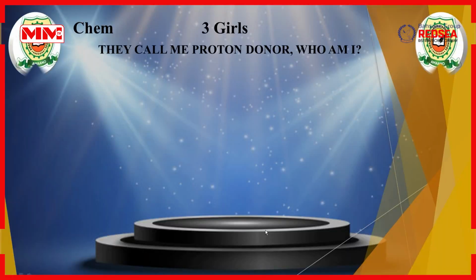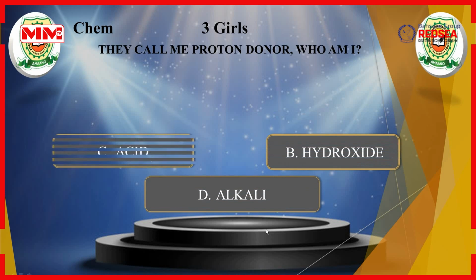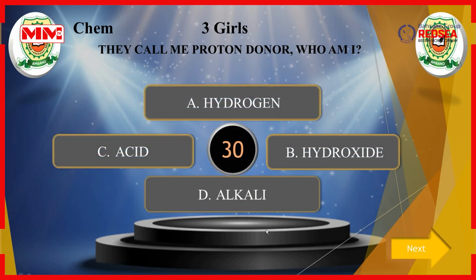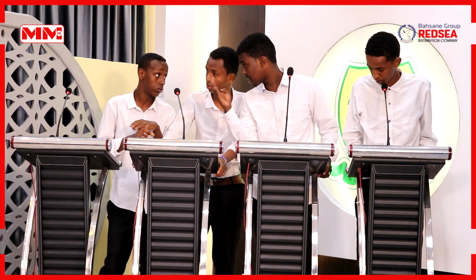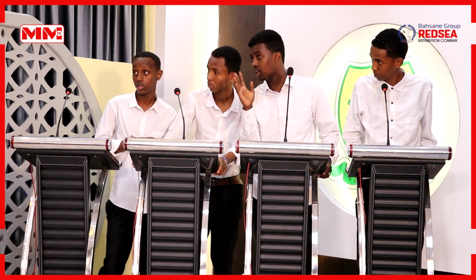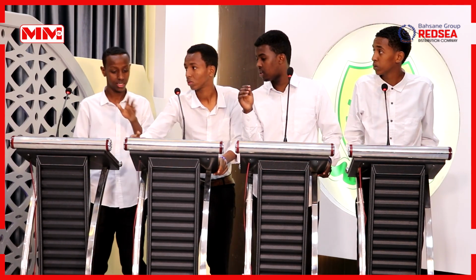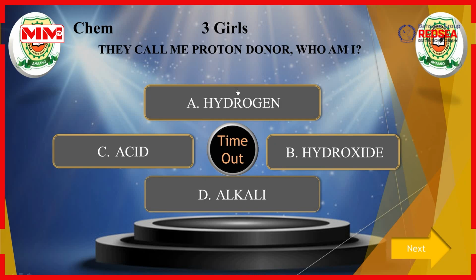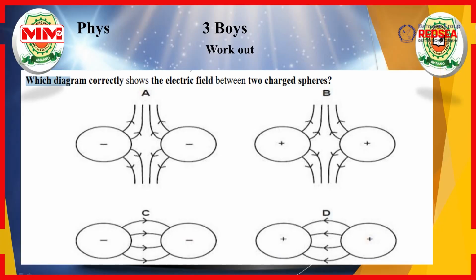The girls, they call me proton donor. Who am I? D. Boys? D. Yes. A, hydrogen. No, the correct answer is C. No one gets the point. Physics, which diagram correctly shows the electric field between two charged spheres?